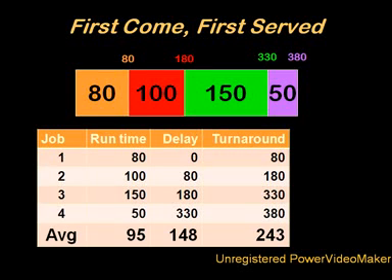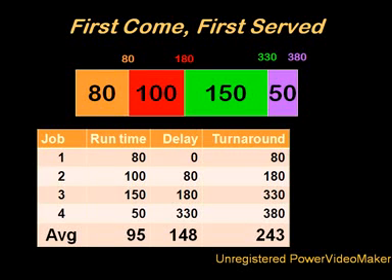Now, statistically, what can we say about what happened here? Well, the average runtime was 95. We knew that up front. The average delay for these guys was 148 milliseconds. So on average, a process waits 148 milliseconds under this strategy. And our total turnaround time until they were done was 243 milliseconds.